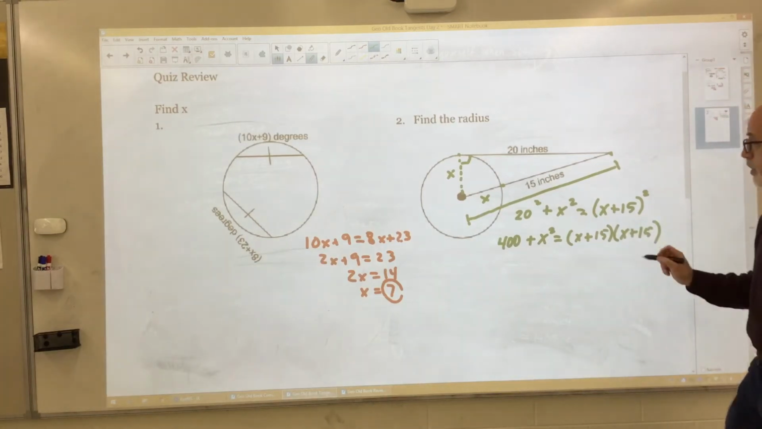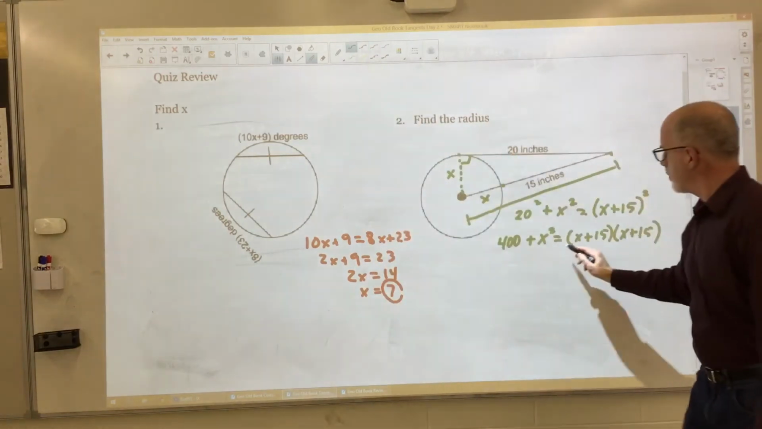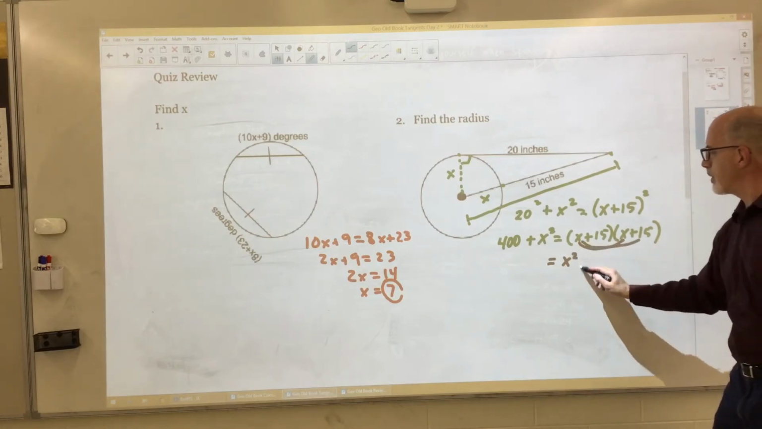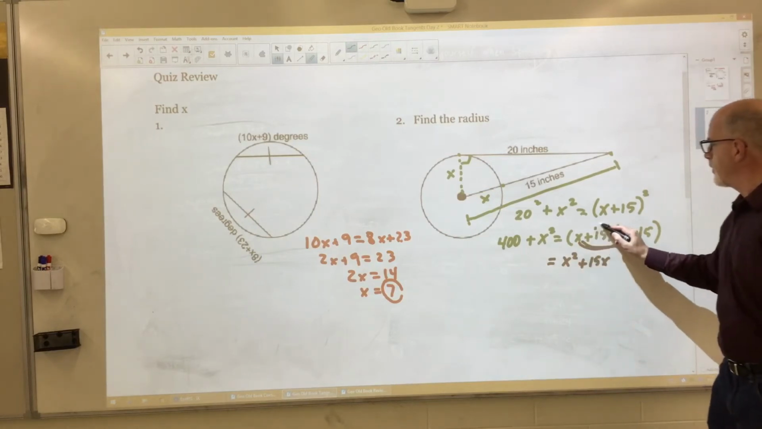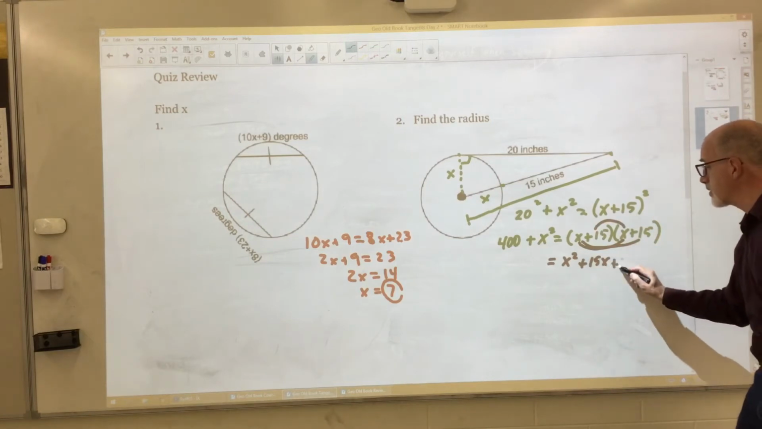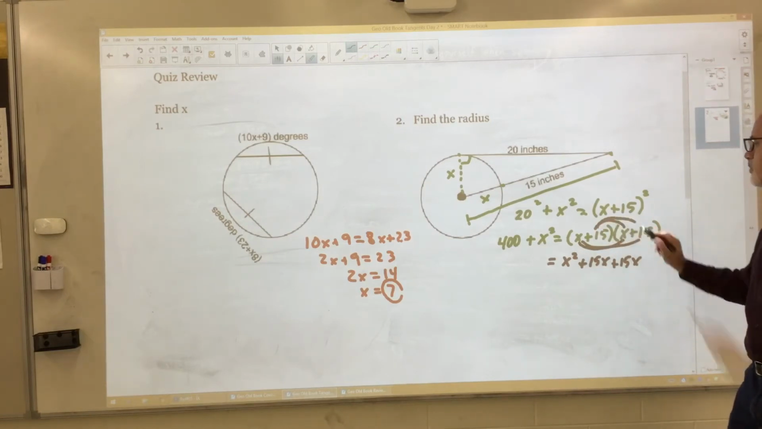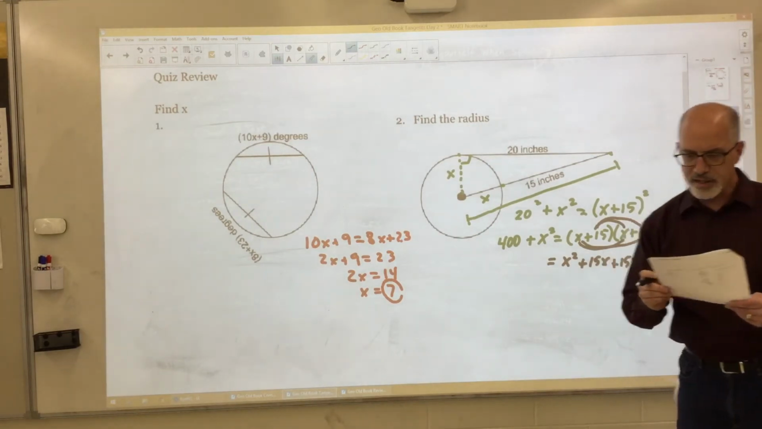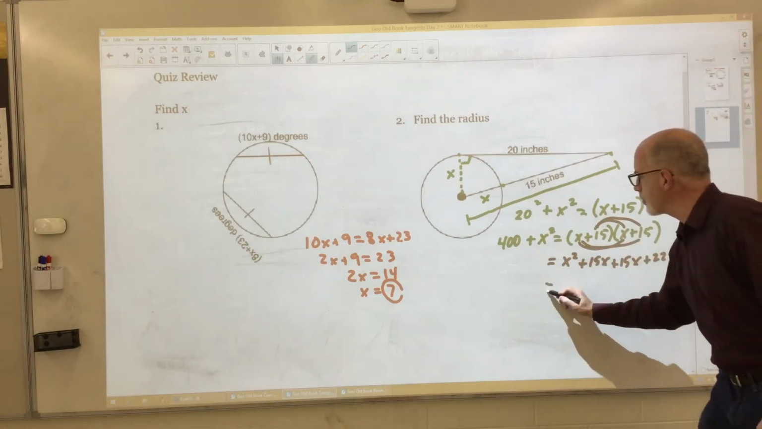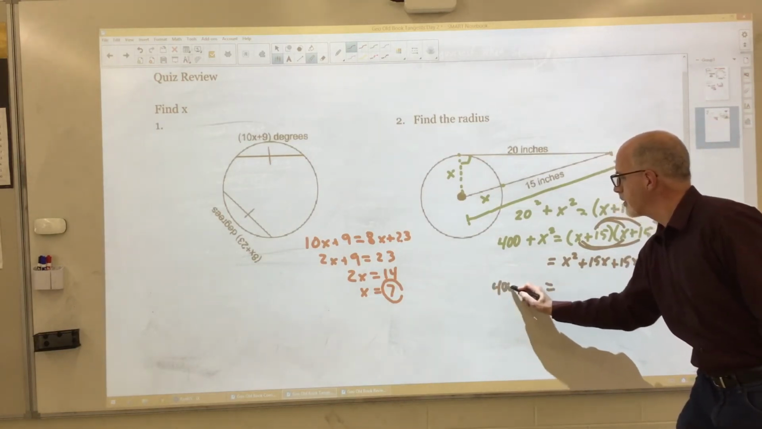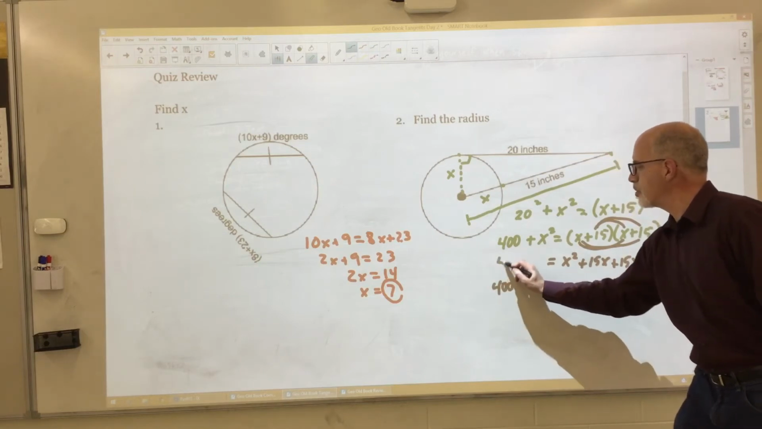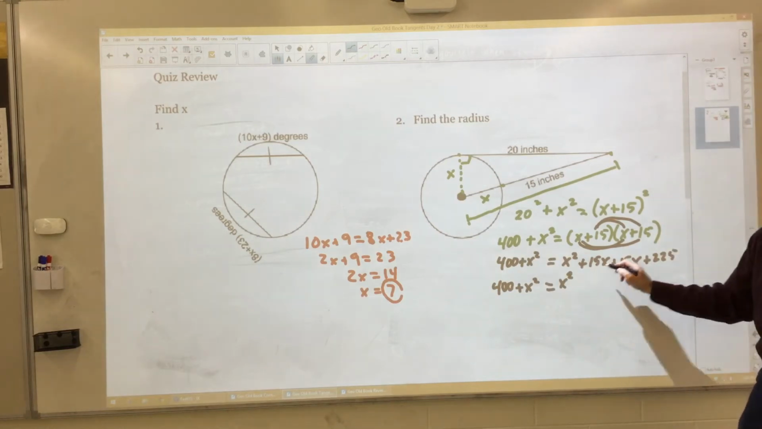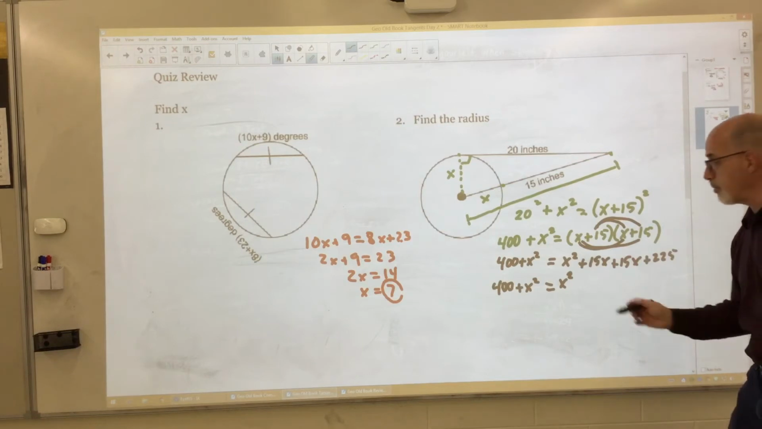When we do our double distributive, we distribute through the x to the x, and we get x squared. The x to the 15, and we get 15x. The 15 to the x, and we get another 15x. And then 15 times 15 gives me 225. Now we take those and simplify. So this 400 plus x squared, this side hasn't changed, is going to equal x squared plus 15x plus 15x, that's 30x when I combine the like terms, plus 225.